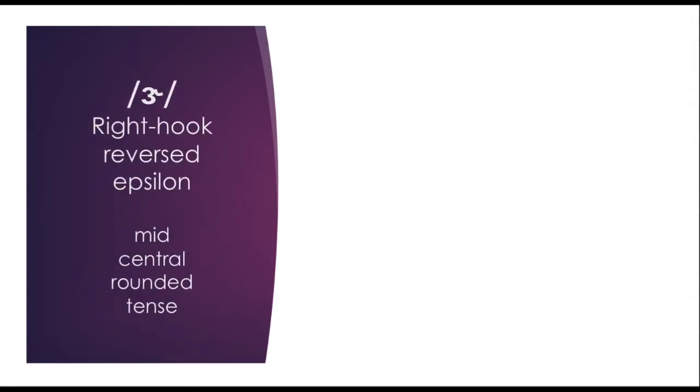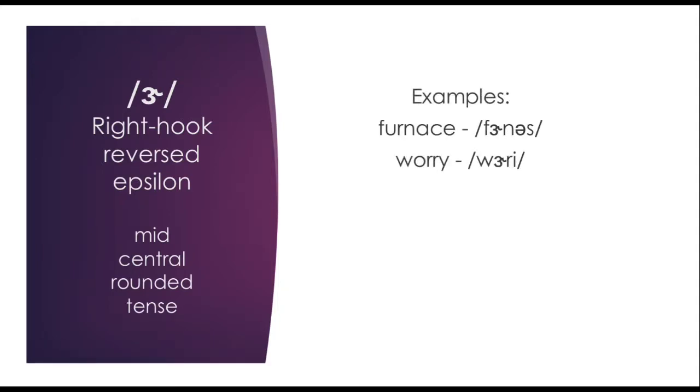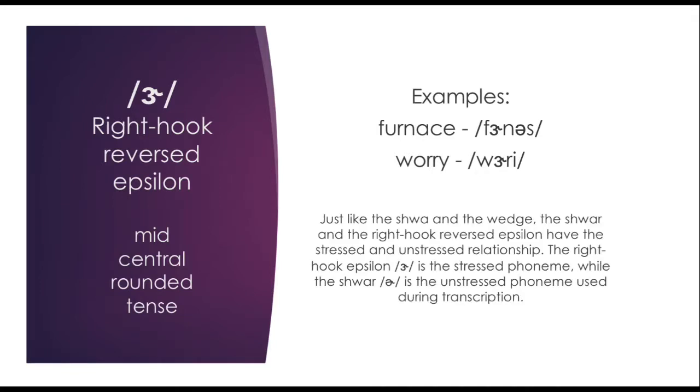And then there's the right hook reverse epsilon. This is a mid central rounded tense vowel. Some examples of it are furnace and worry. And just like the schwa and the wedge, the schwar and the right hook reverse epsilon have the stressed and unstressed relationship. The right hook reverse epsilon is the stressed one, while the schwar is the unstressed one.